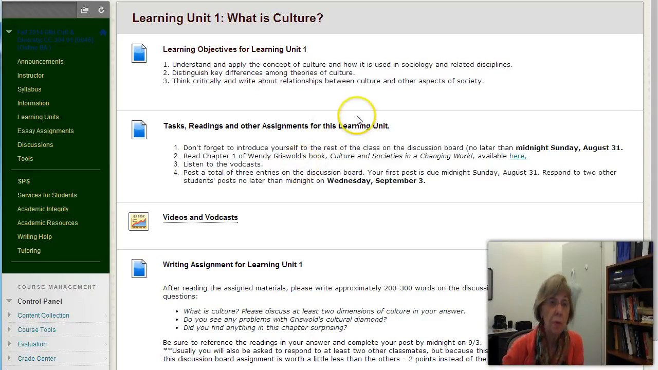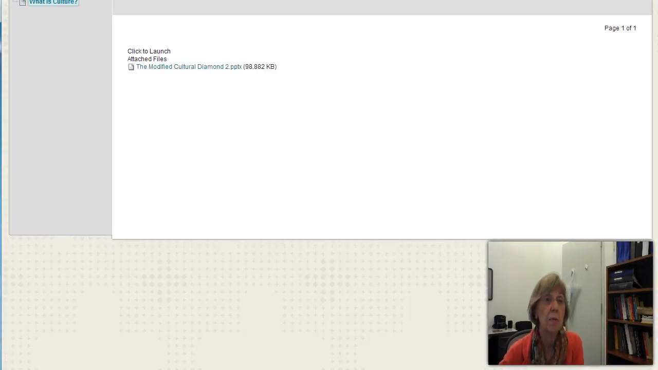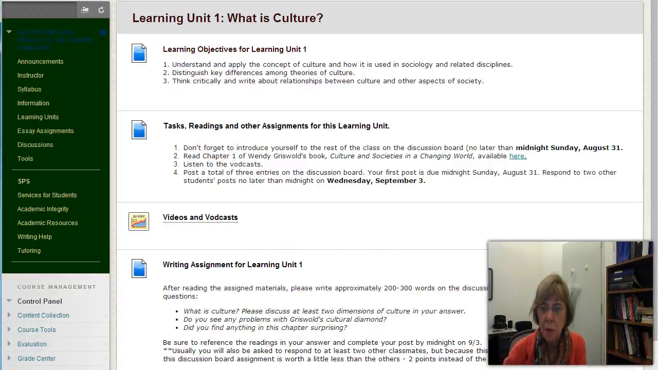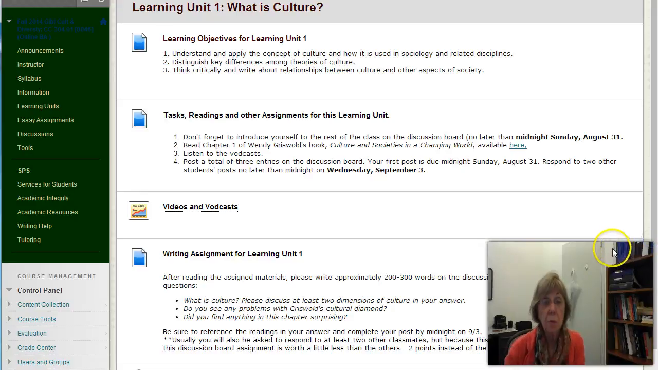Inside the folder, you will find the learning objectives for the week, any reading assignments that we have, videos and podcasts that cover the material for that week, and then generally a writing assignment. The writing assignment will be a discussion forum, and a discussion forum generally for each learning unit will cover a 2 week period. You will be asked to post at the end of the first week of the learning unit a 250 word reflection on the readings and the question that's assigned, and then to respond to at least two of your classmates.